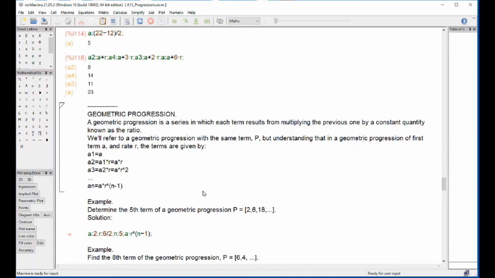3. Geometric progression. Geometric progression deals with products. The first term is a, the second one is a times r, the next one is a times r squared. So the nth term is a times r to the n minus 1.